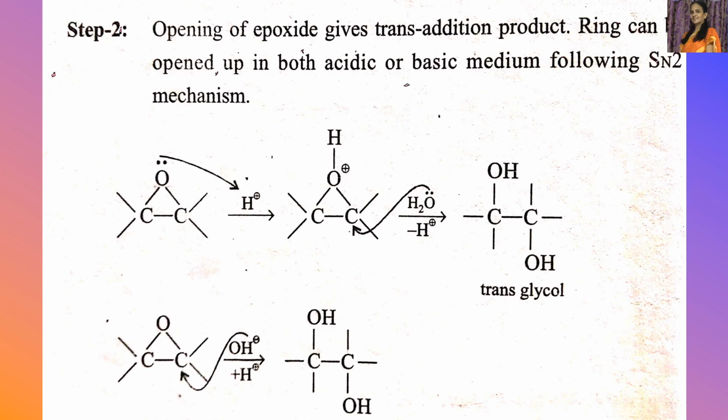It is called trans because they are opposite or anti to each other. So like this, peracid addition via epoxidation is a trans addition. Trans addition or anti addition, we can say. Okay, right.